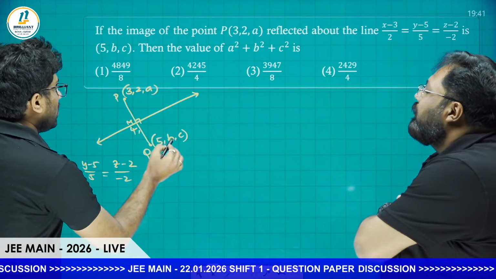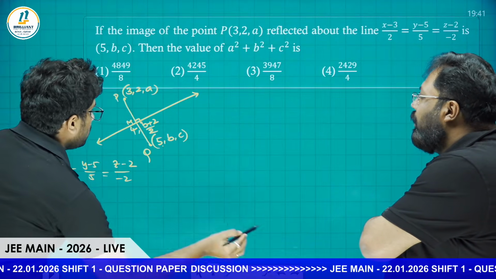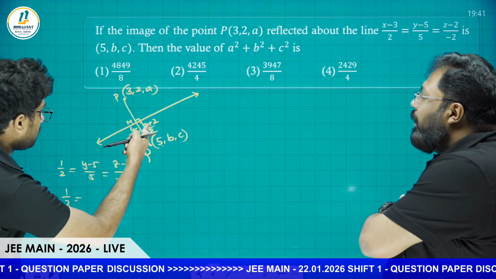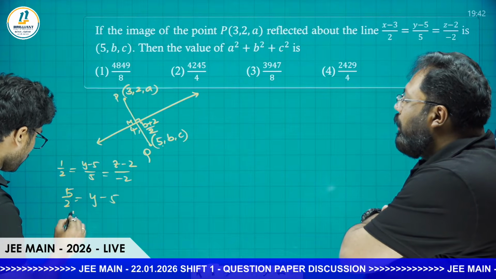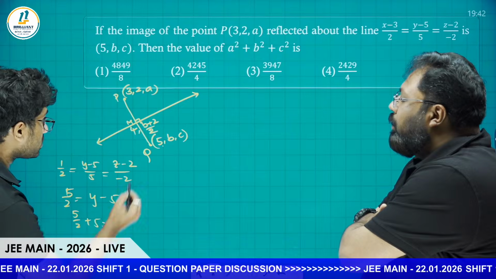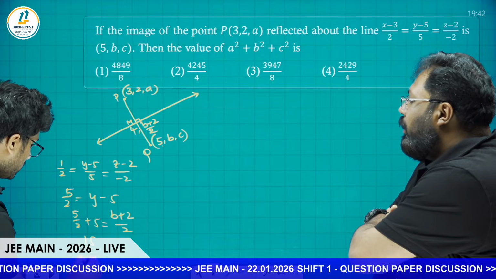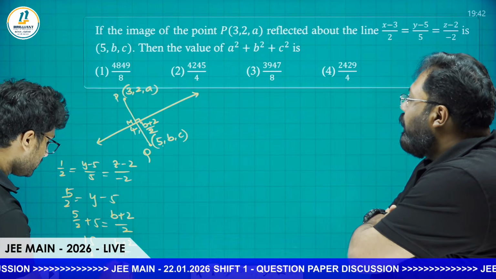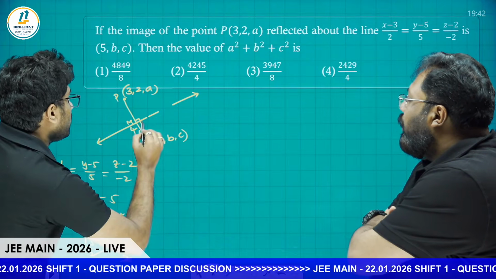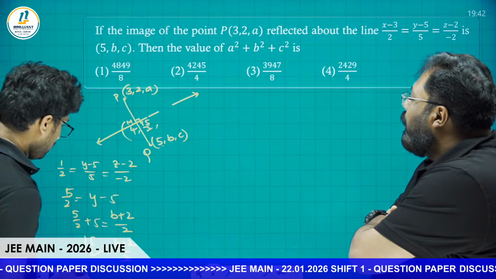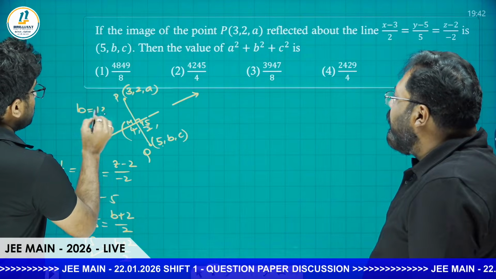Now again, the y coordinate will be (b plus 2) by 2. So what is (b plus 2) by 2 now? Half is equal to, put (b plus 2) by 2 here. Before that we'll simplify. This is y minus 5. So 5 by 2 plus 5 is equal to (b plus 2) by 2 divided by 2, so 15 by 2 is equal to (b plus 2) by 2. That means b is equal to 13. So this point will be now (13 plus 2) by 2, 15 by 2. Okay, we have got the b value. Only the b value we need. b is equal to 13 now.